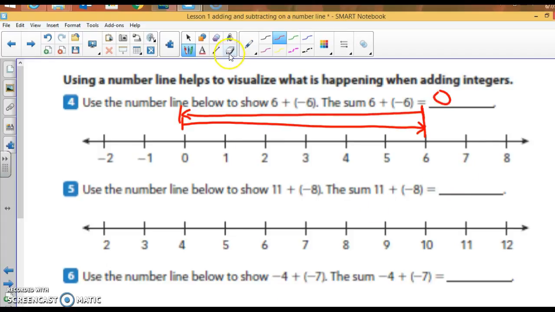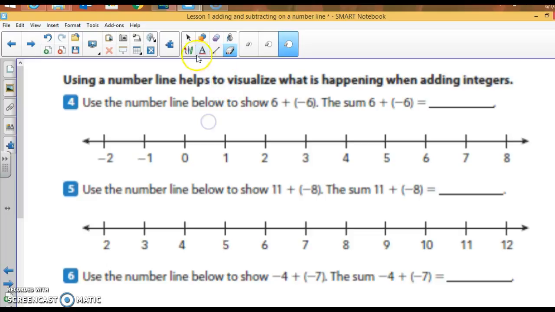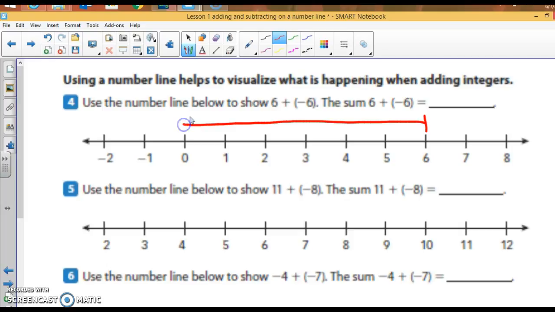That is one way to show it. The other way to show it would be this. You can start at the first number. So our first number is 6. So I automatically start at 6 plus negative 6. So I go to the left 6 units, and I end up at 0.